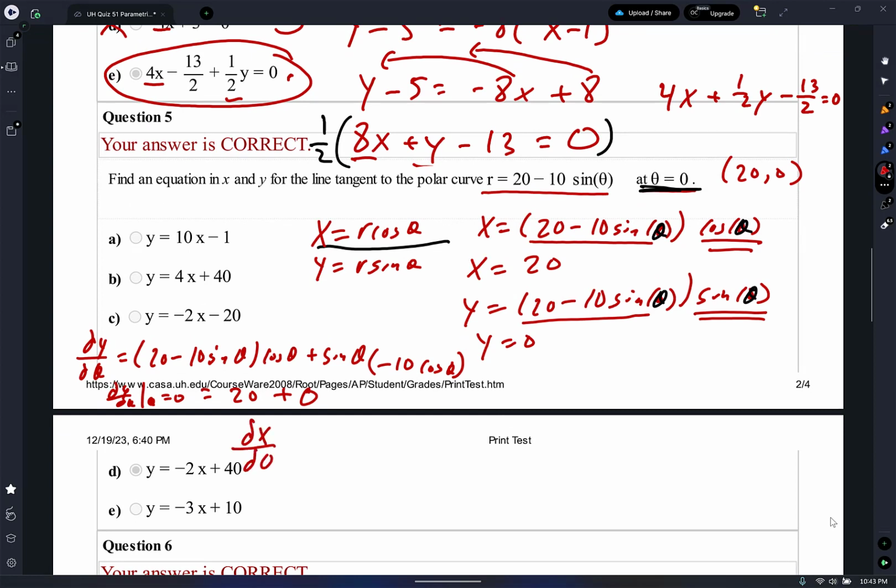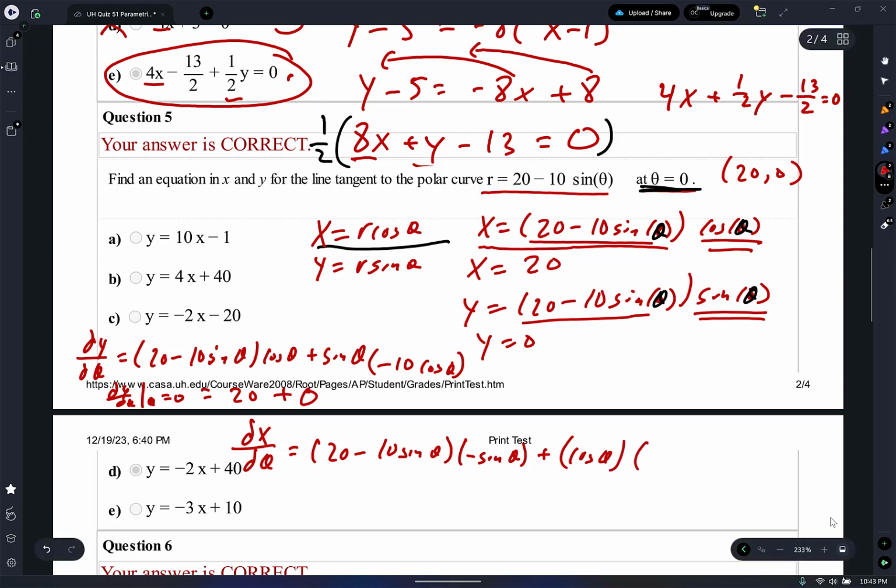dx d theta equals, and I'm doing the same thing, guys, but with the x up here. So first, times root of the second, root of cosine is negative sine, plus second times root of the first. So the root of a negative 10 sine theta is negative 10 cosine theta.